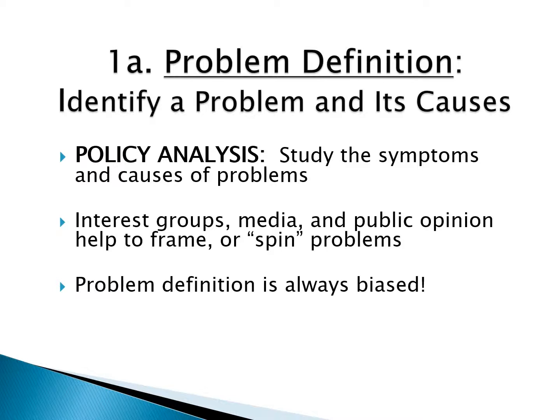Once you've identified a problem, then you have to ask the question: whose responsibility is the problem? Should the government get involved? Should the free market maintain this? Or is there an individual response that's required? Very often, interest groups, the media, and public opinion help to identify a problem and determine who's responsible. The difficulty with all of this is that problem definitions are always biased. What might be a problem for me is not a problem for you.